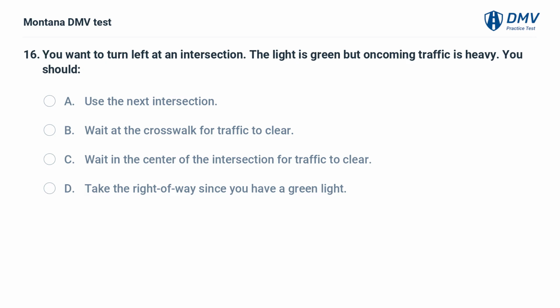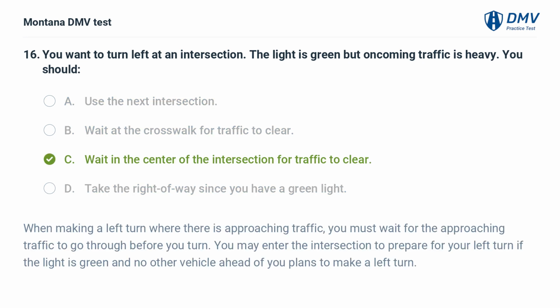You want to turn left at an intersection. The light is green but oncoming traffic is heavy. You should A. Use the next intersection. B. Wait at the crosswalk for traffic to clear. C. Wait in the center of the intersection for traffic to clear. D. Take the right-of-way since you have a green light. C. Wait in the center of the intersection for traffic to clear.